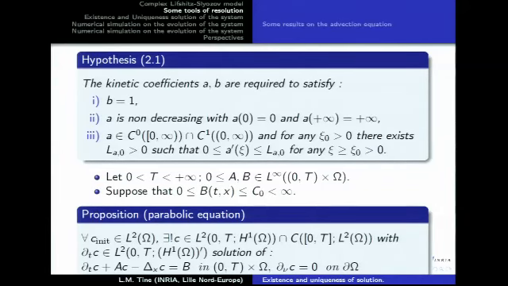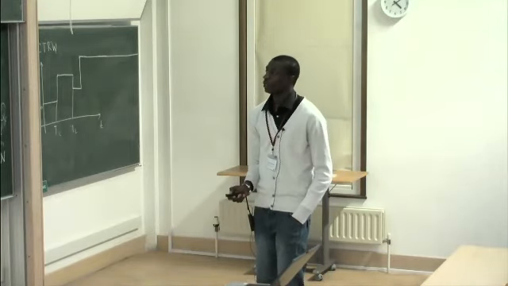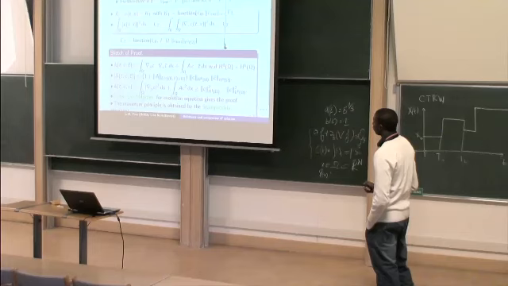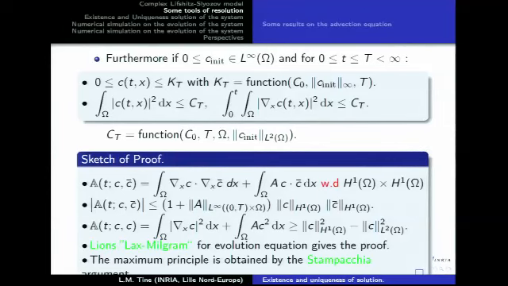For the resolution, I want to say some words about the parabolic equation. Let A and B be two non-negative functions belonging to this space, and T fixed. We have existence and uniqueness of a solution to this parabolic equation when the initial data is chosen in L2 of omega. Furthermore, when the initial data is uniformly bounded, the maximum principle is satisfied, and we have an energy estimate satisfied by C, with capital C, T, a function of capital C naught, T, omega, and the L2 norm of C init.